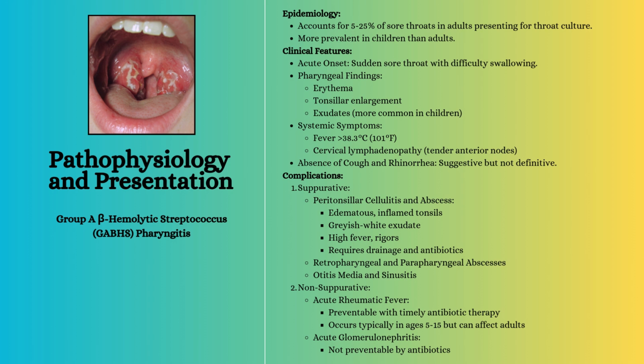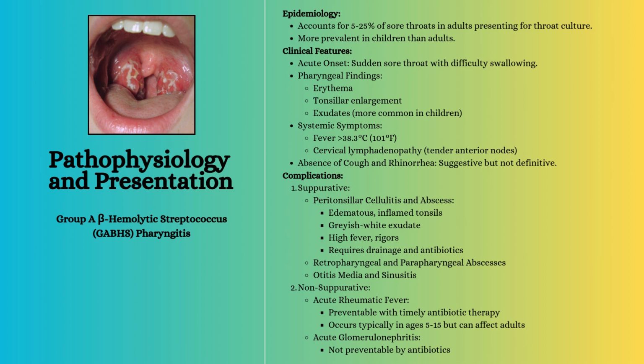Pathophysiology and clinical presentation: Group A beta hemolytic Streptococcus, GBHS, pharyngitis. Epidemiology: accounts for 5 to 25% of sore throats in adults presenting for throat culture, more prevalent in children than adults. Clinical features: acute onset, sudden sore throat with difficulty swallowing. Pharyngeal findings: erythema, tonsillar enlargement. Exudates, more common in children.